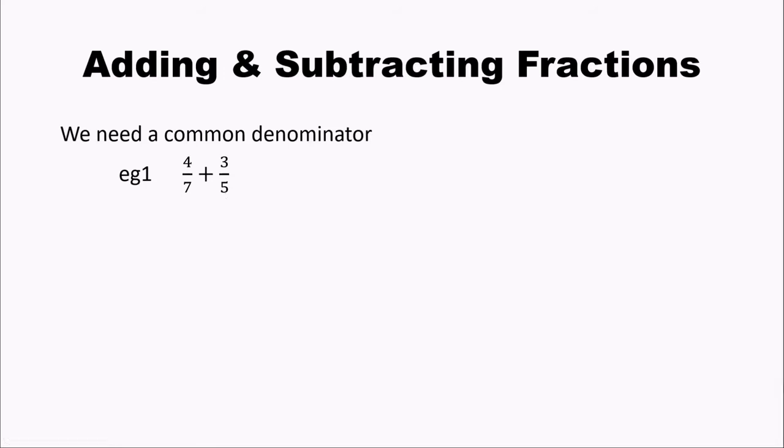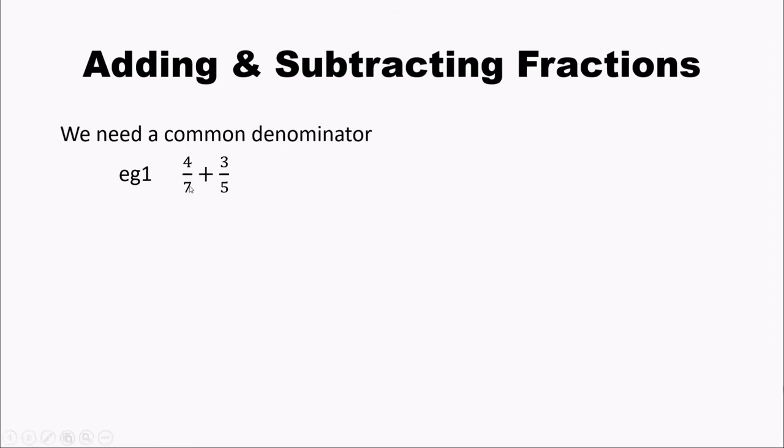Now there's a trick for this that always works, but it won't always be your lowest common denominator. You can always do the denominator of one fraction multiplied by the denominator of the other fraction. 7 times 5 will be the same thing as 5 times 7. In this case, that's 35. And that, in this case, does actually happen to be the lowest common multiple of 7 and 5.